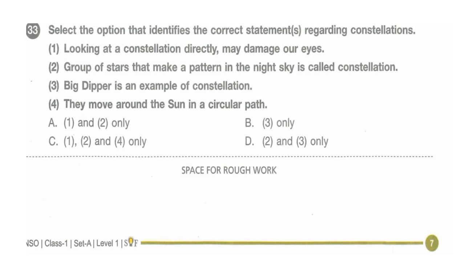Question number 33. Select the option that identifies the correct statements regarding constellations. 1. Looking at constellation directly may damage our eyes. 2. Group of stars that make a pattern in the night sky is called constellation. 3. Big Dipper is an example of constellation. 4. They move around the sun in circular path. Option A, 1 and 2 only. B, 3 only. C, 1, 2 and 4 only. D, 2 and 3 only.